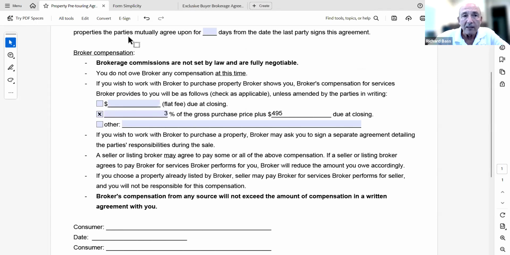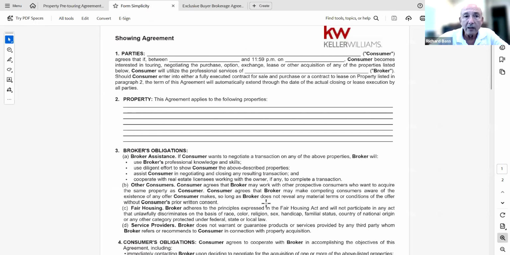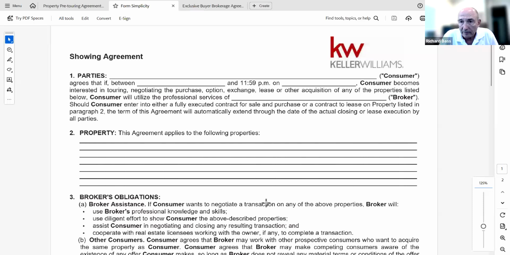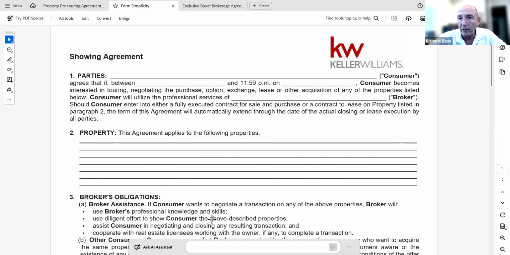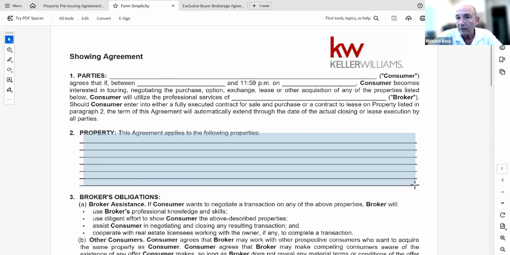Right? Now, the second agreement, and let's make this one a little bit larger for you. Okay, this is the showing agreement. This one is identifying specific properties that you're going to show them. It doesn't create an exclusive relationship with those buyers for anything other than the properties that you're going to be listing here.